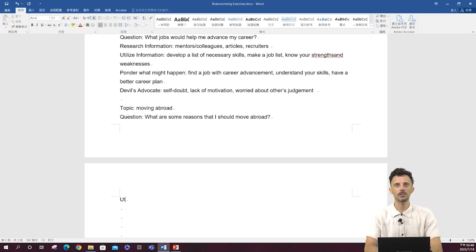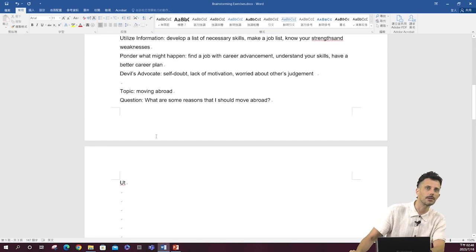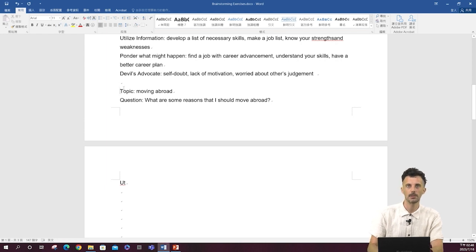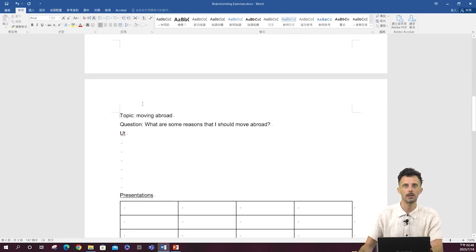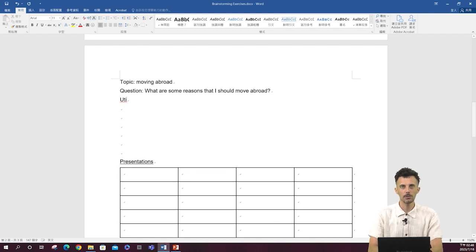Okay, so let's think of good ones. Oh, sorry, it's not on the same page. Okay, so I can scroll down. Utilize information. Don't worry, you'll get these examples after class. Utilize information. So what would be some good sources of research information?